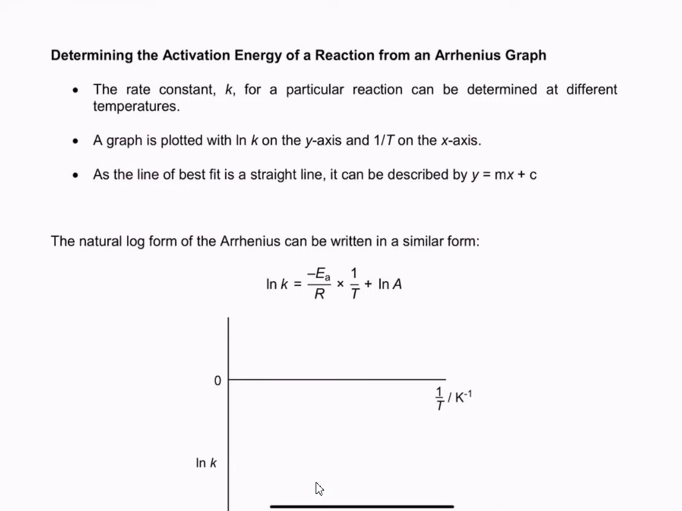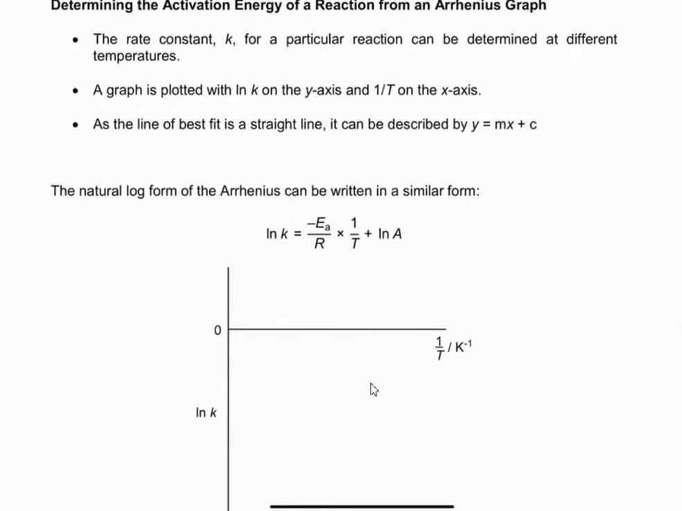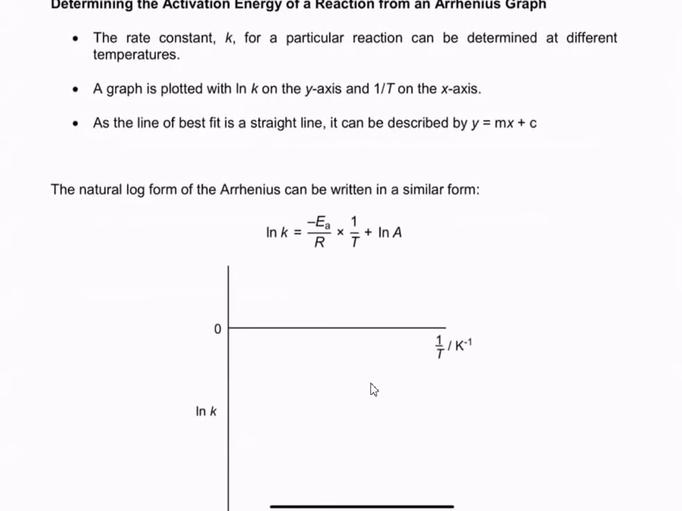In this video we're going to look at how we can use the Arrhenius equation in the form of a straight line graph to determine the value of the activation energy from our graph. Okay, so it's a slightly different way. Rather than from a calculation, we're going to do it from a graph. So the rate constant k can be determined at different temperatures.